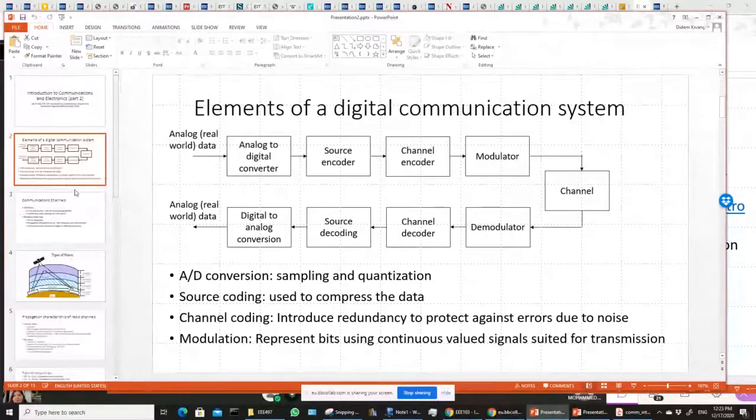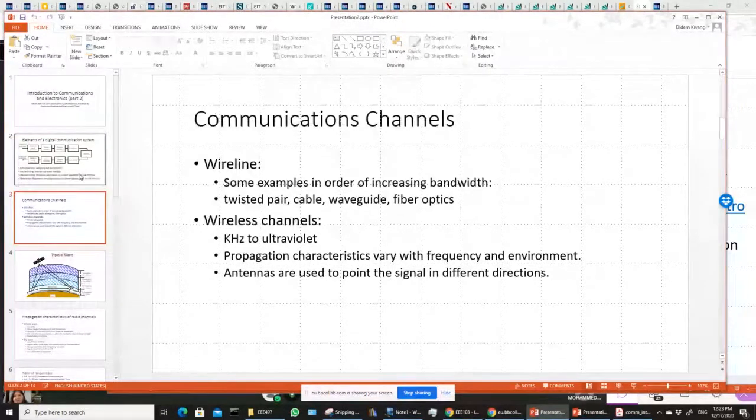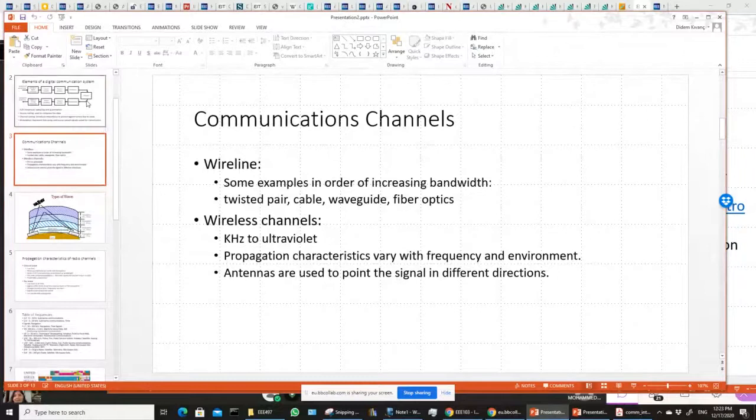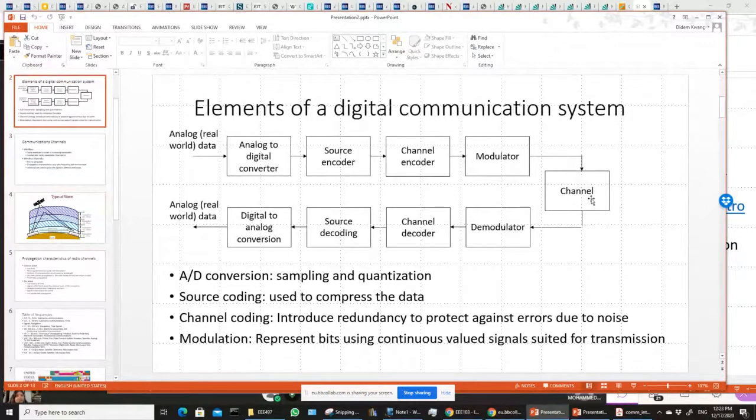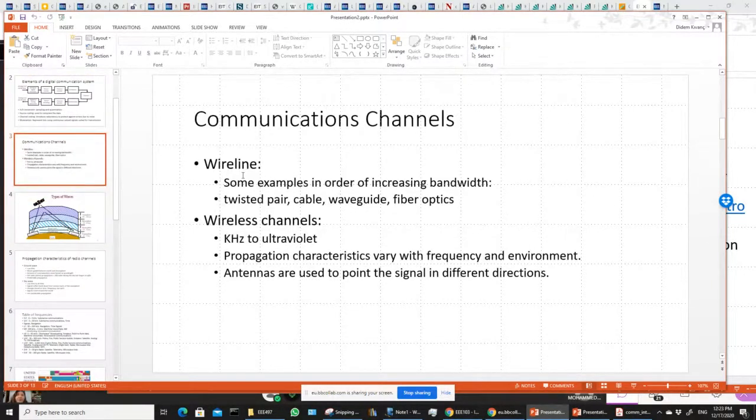Okay, so communication. So we talked about communication channels. I said the channel is the part that's really difficult, right? So this is the part that's going to introduce error into your system. What kind of channels do we have? We have wireline channels. That's your Ethernet, right? But also cable that comes in, fiber optic cable, waveguides, and so on. And then we have wireless channels.